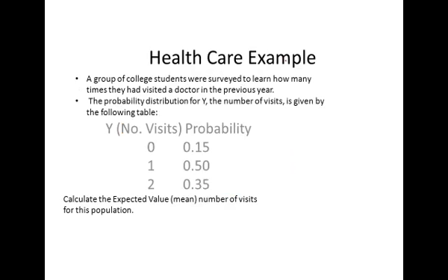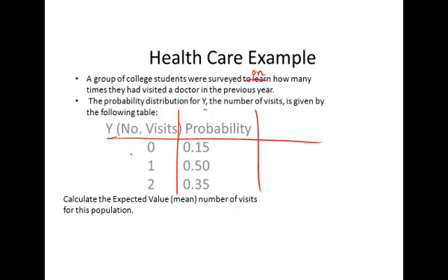All right, here's a healthcare example. A group of college students were surveyed on how many times they had visited a doctor in the previous year. So capital Y is the number of visits, okay? So what we've got here is this probability distribution.